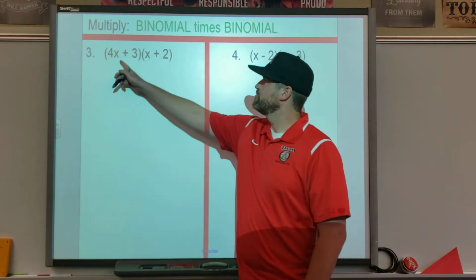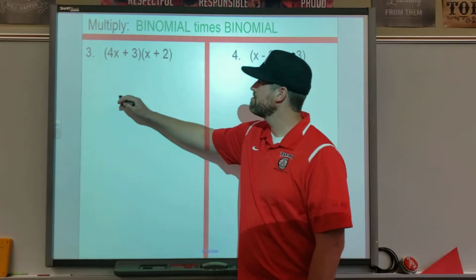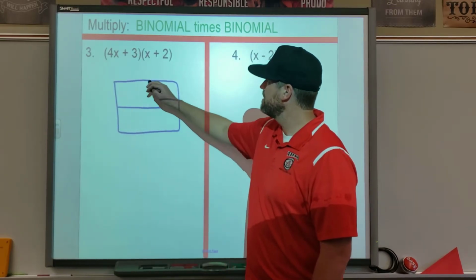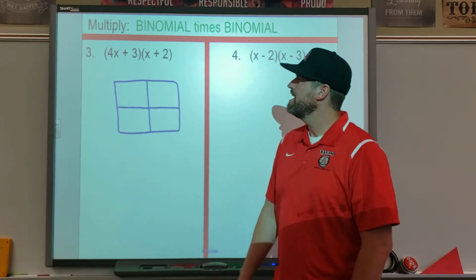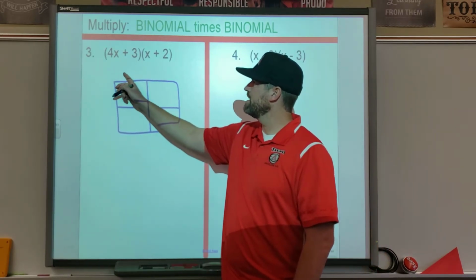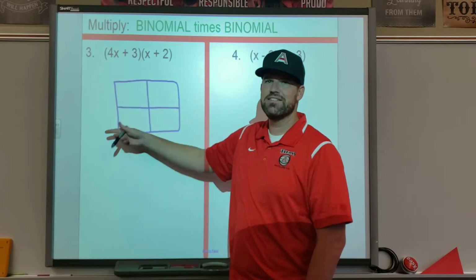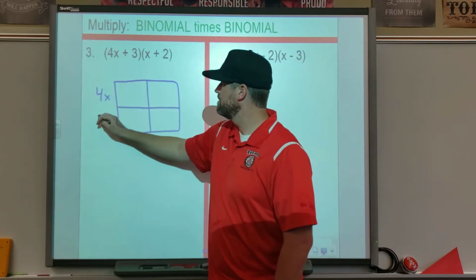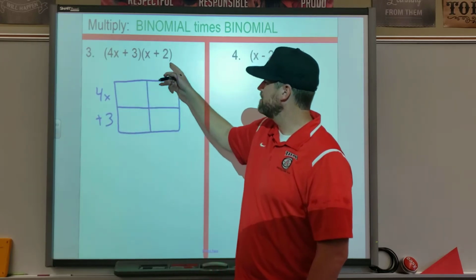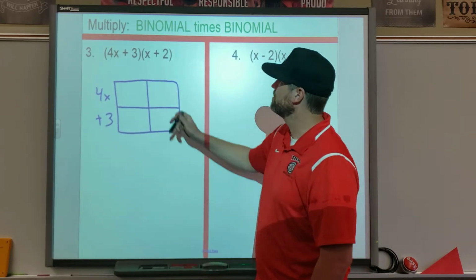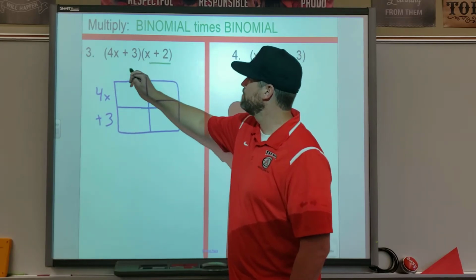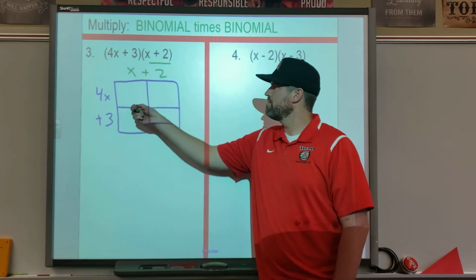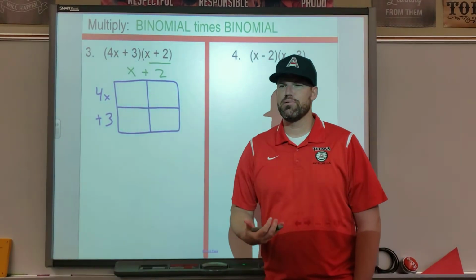So I have 2 terms and 2 terms. So my box needs to have 2 rows and 2 columns. And then my first binomial, I can either put it on the top or on the side, doesn't matter. I usually put my first one on the side, and then the second binomial, we'll color code it here a little bit. This one here I'm going to put on top. And then to figure out what goes inside the box, we're just going to multiply.